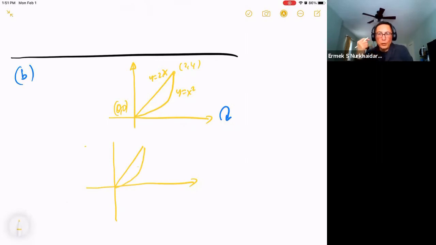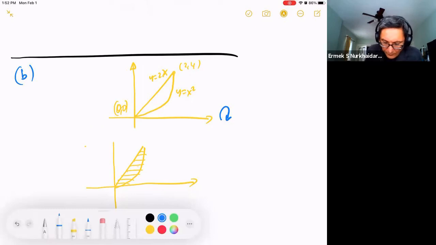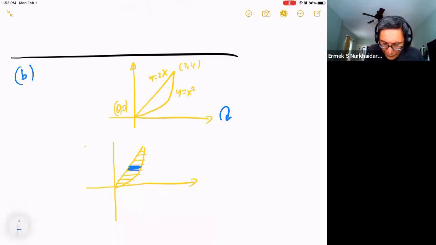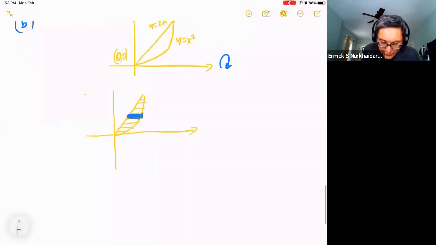So instead of rotating the whole region, I'll divide the region into stripes, parallel to the axis of rotation. When I choose one stripe, thin enough, I will rotate only one small stripe, say this one. I'm going to pay attention only to one stripe, and I'm going to rotate only that stripe. So if I rotate it, I'll get something that looks like this.